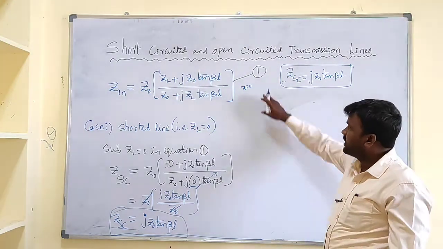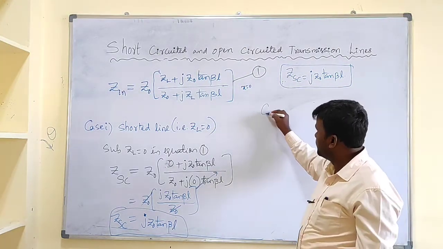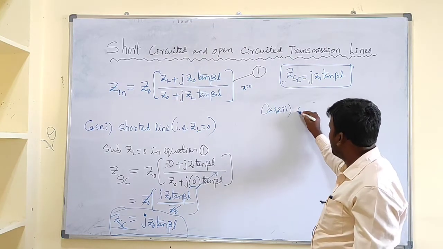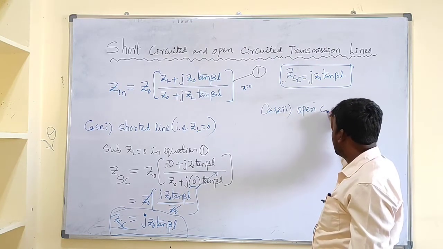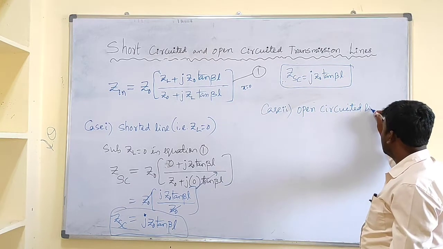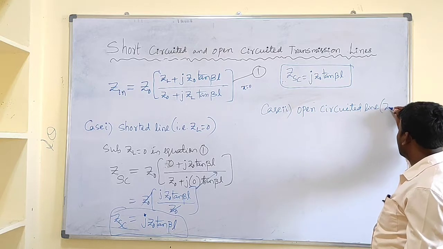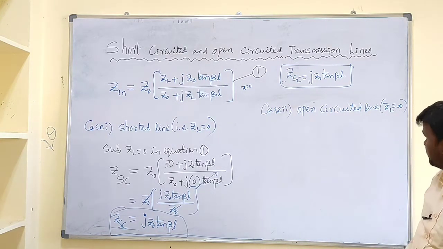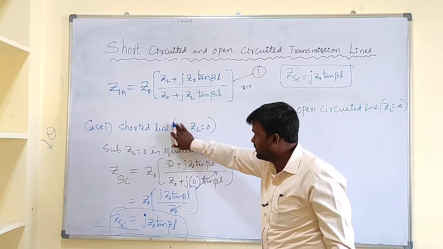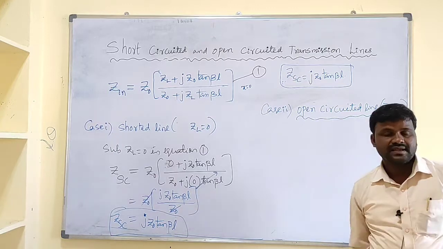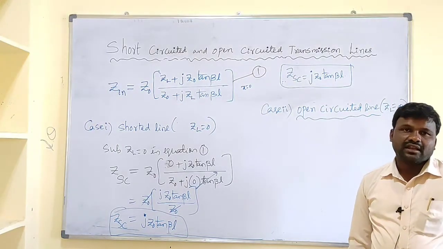Next, let us go for Case 2, that is the open circuited line. Open circuited line means ZL equal to infinity. ZL is infinity. It is an open circuited line.